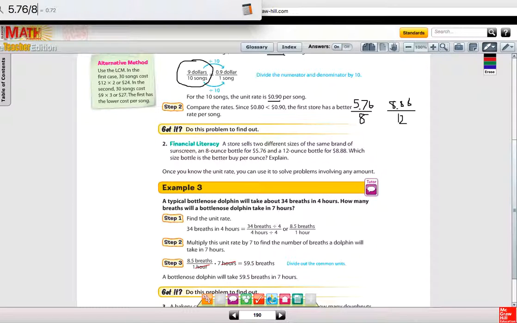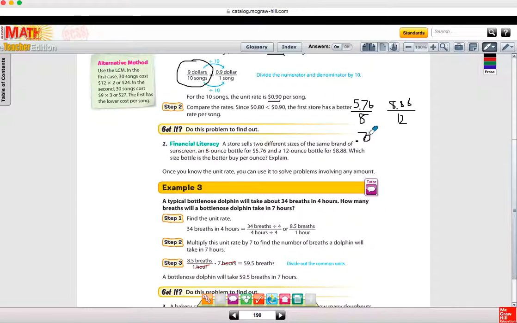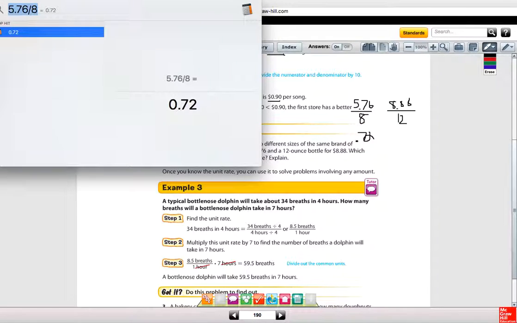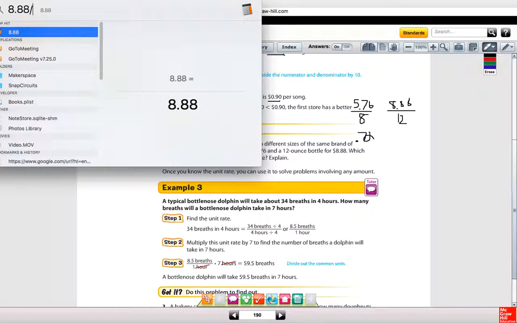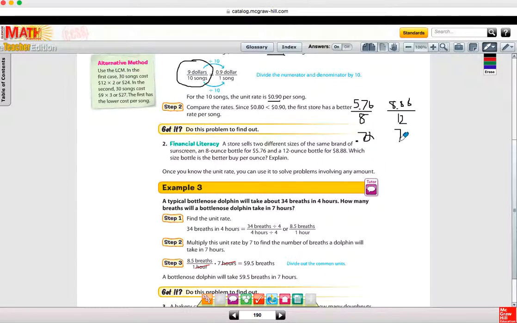So we can take $5.76 divided by 8 to get 72 cents per ounce for the first brand, and then for the second brand, $8.88 divided by 12 for 74 cents an ounce. So the better buy is the first bottle, which is 8 ounces for $5.76, only 2 cents cheaper, but that's the answer. Once you know the unit rate, you can use it to solve problems involving any amount.